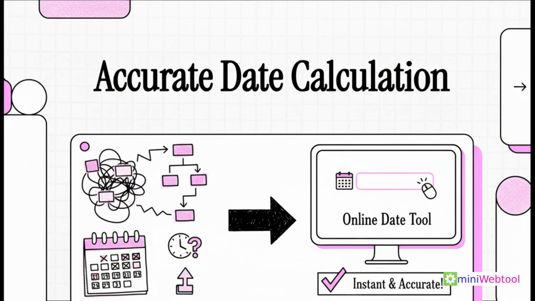So let me ask you something. When is that big project actually due? If you sign a contract today, what's the exact date for that 6-month review? These feel like really simple questions, right? But as you're about to see, getting them wrong can have some pretty serious consequences.